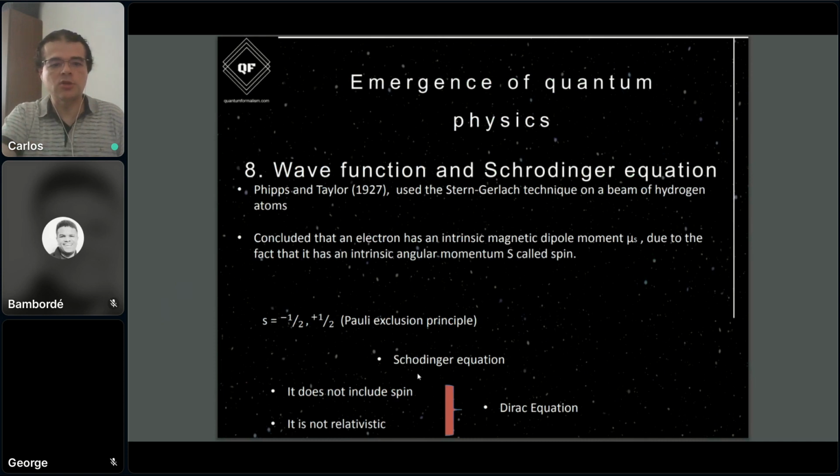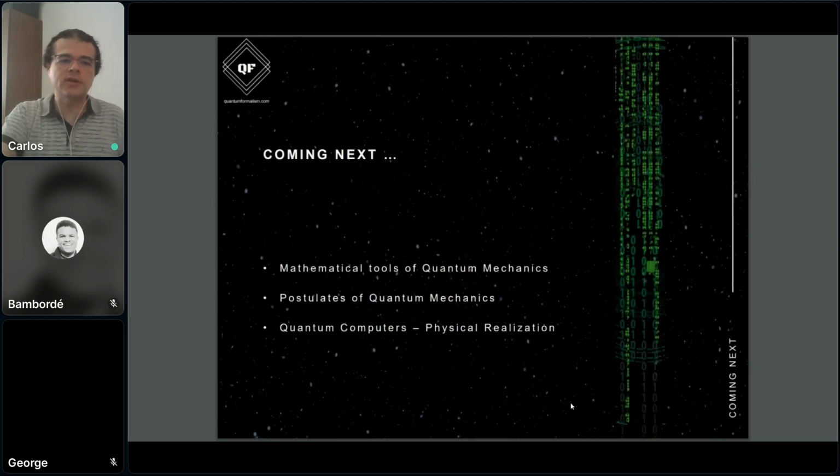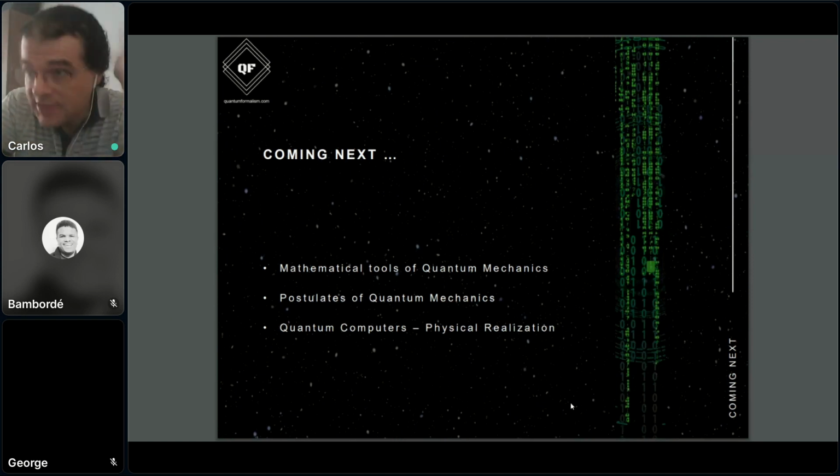An equation that includes both the spin, without needing an extra postulate, and is also relativistic, is the Dirac equation. But we will not use the Dirac equation in this course. That's why I'll stop here today. And I hope I could show at least the ideas. I was worried that the ideas would be clear.